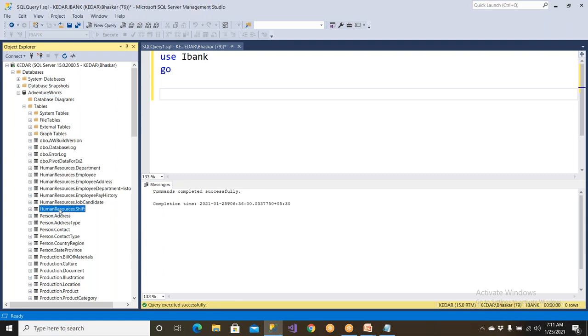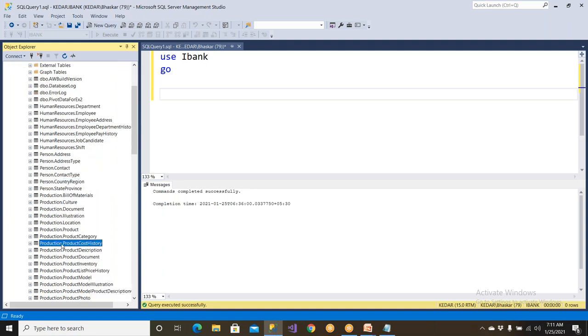After one month, after two months, after three months, slowly you will understand one by one: okay, this is the purpose of this table.